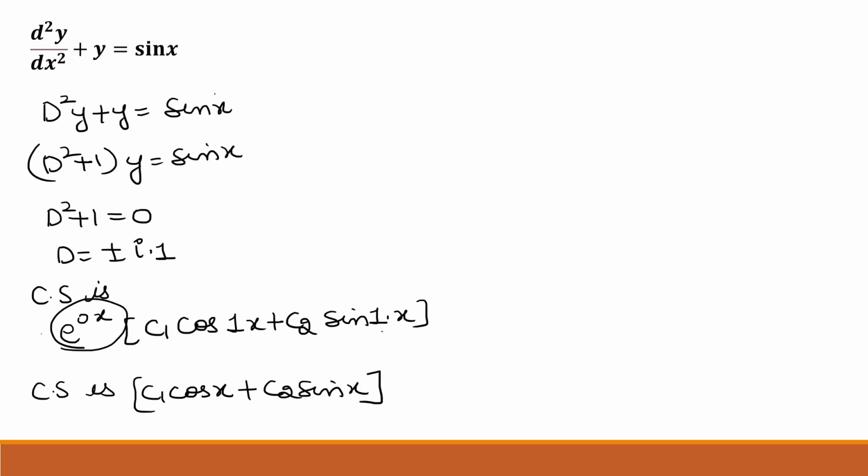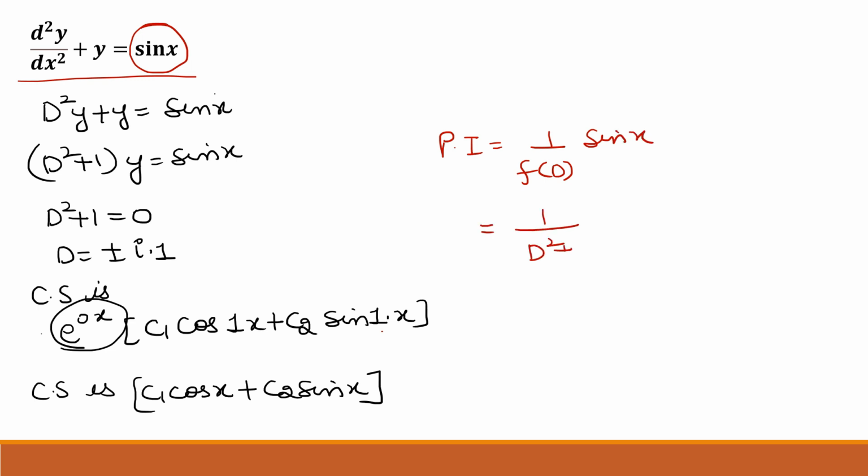Alright. So now in this video our focus is to learn how to find a particular integral. So now let's see how to find the particular integral for this particular question. The particular integral will be 1 by f of d into whatever function you have here. So here we have sin x. Alright, so what is f of d? That is d square plus 1. And here we have sin x.